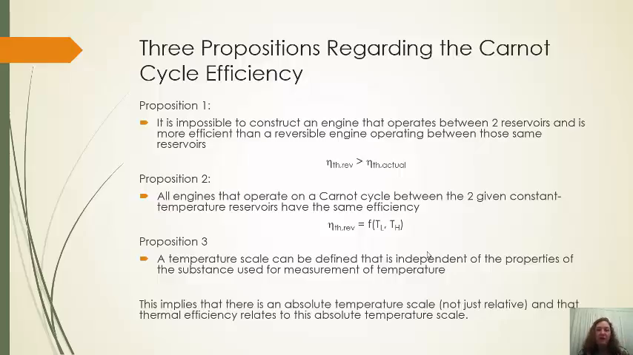So, proposition 1. It's impossible to construct an engine that operates between two reservoirs that's more efficient than a reversible engine operating between those same two reservoirs. So the thermal efficiency of a reversible engine is always bigger than the thermal efficiency of a real engine. The next one of these says that any engine operating in a Carnot cycle between two constant temperature reservoirs is always going to have the same thermal efficiency.